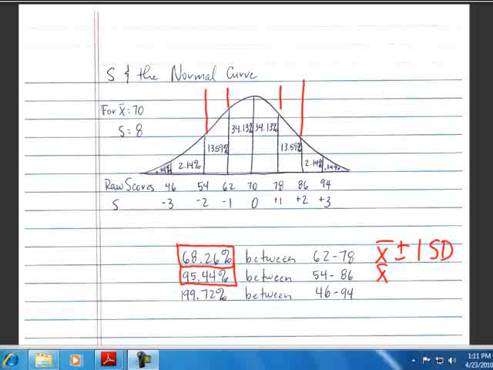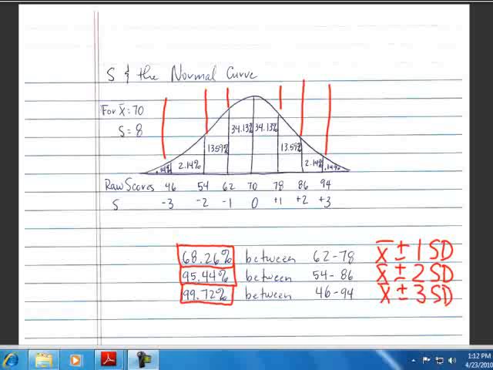This is x bar plus or minus 2 standard deviations. And then if we keep moving out on the normal distribution, another, and we're going 3 standard deviations out, 2.14% here, another 2.14% here. So specifically, 99.72% of the scores are between the mean and 3 standard deviations above and below the mean. So again, this would be X bar plus or minus 3 standard deviations.